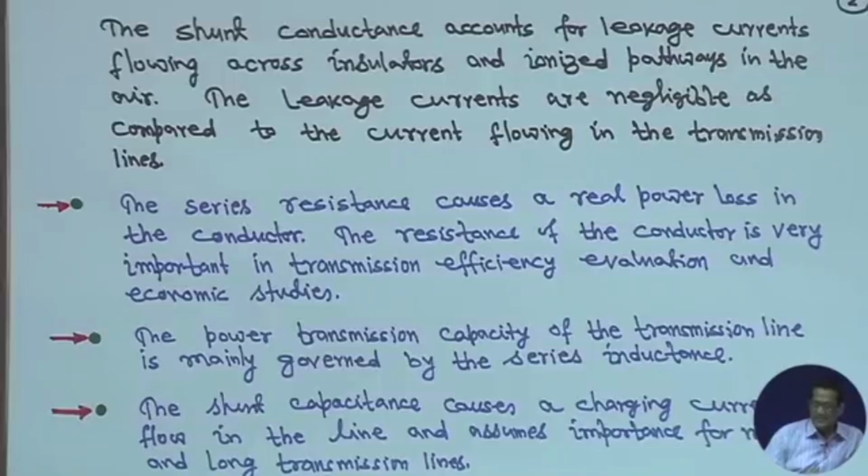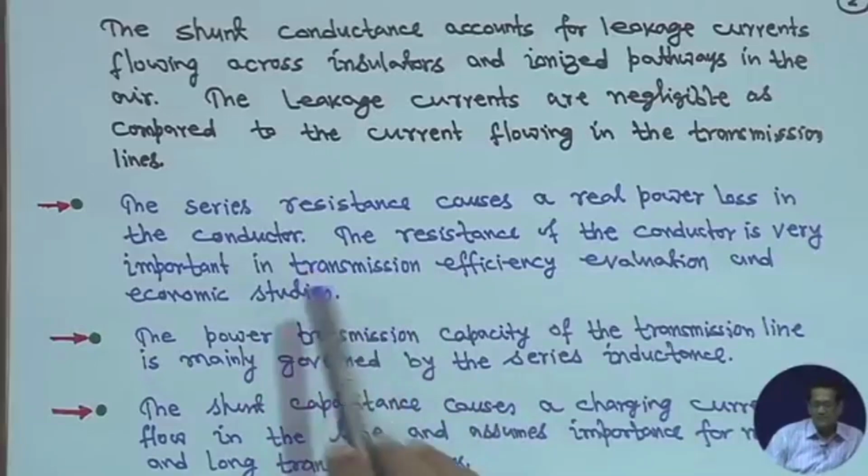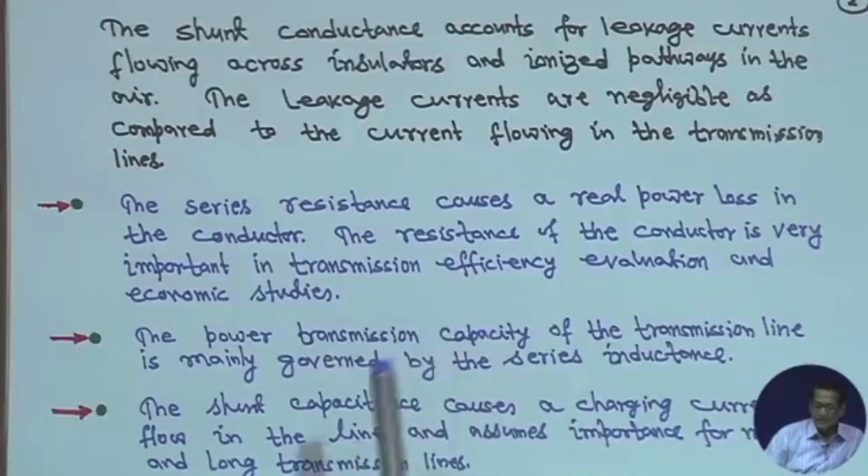But the series resistance causes a real power loss in the conductor, because I square R loss will be there. So the resistance of the conductor is very important in transmission efficiency evaluation and economic studies, because if resistance is more, then power loss will be more, right.